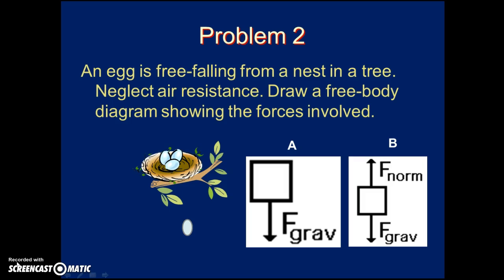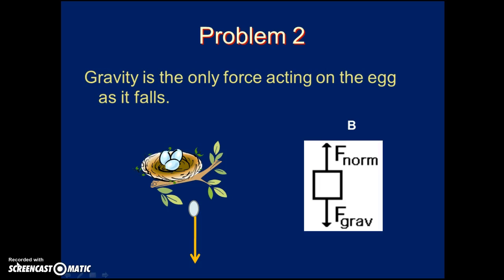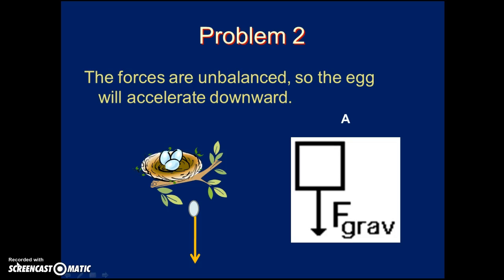In this problem, an egg is free falling from a nest in a tree. If we neglect air resistance, which of the following diagrams would represent the forces acting on that object? Would it be A or B? Although we have gravity acting on the object, is there a normal force pushing back up on it? Why don't you click the button to review our steps and try again. A is correct. Any object that's in free fall has only one force acting on it, and that's gravity pulling it downward.